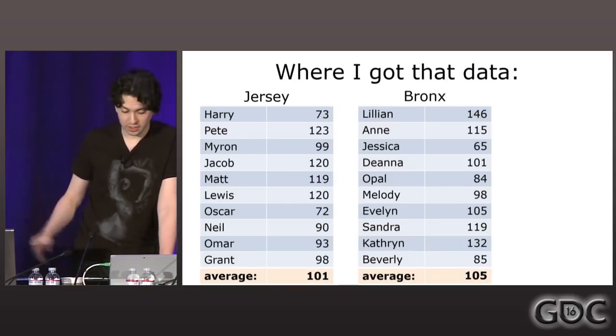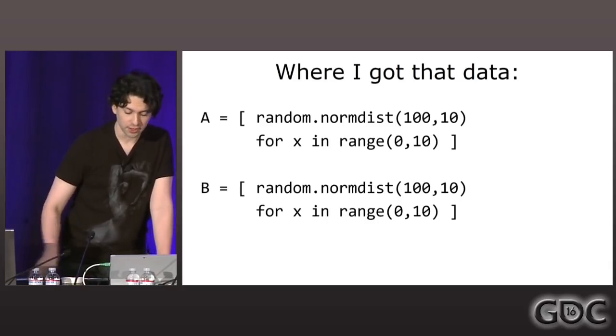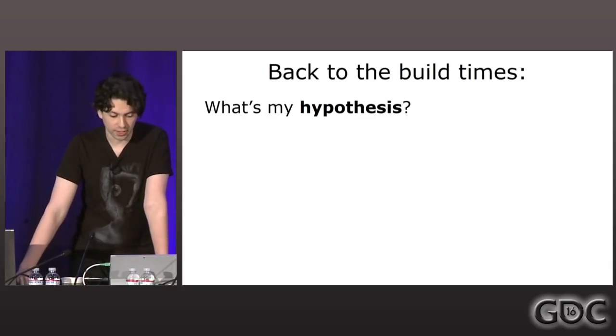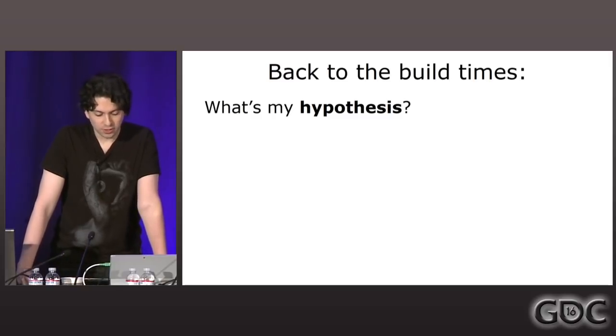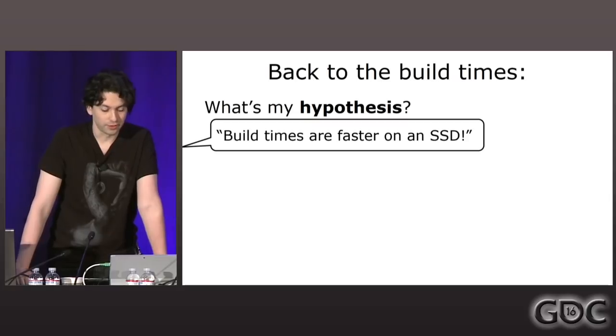And in case you're wondering where this data comes from, it's the exact same distribution. So any differences were purely from chance. All right, back to build times. We're scientists. Scientists build a hypothesis and then test it. What's my hypothesis? Build times are faster in a solid-state drive.